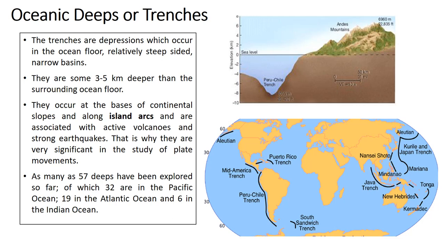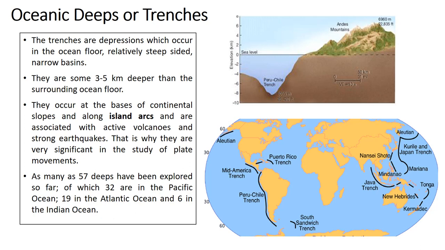So as many as 57 deeps have been explored so far, 57 trenches, of which 32 are in the Pacific Ocean, 19 in the Atlantic Ocean and 6 in the Indian Ocean. Okay, I hope it's clear.